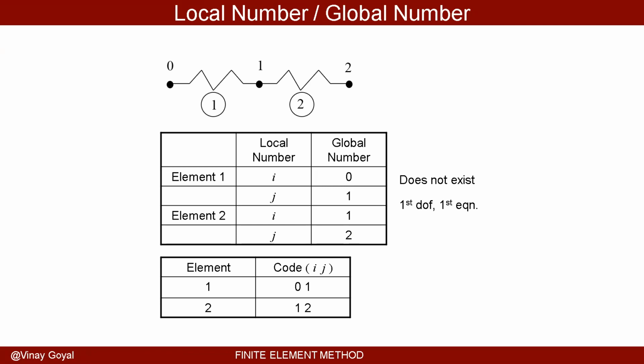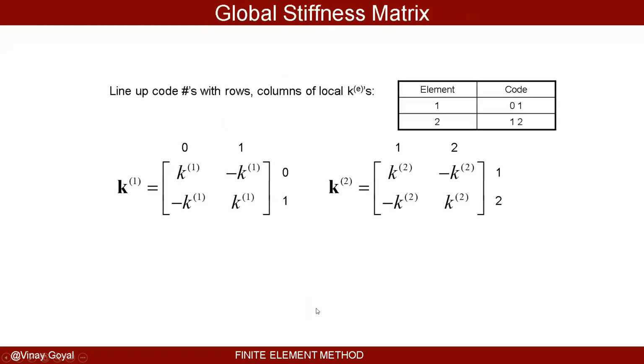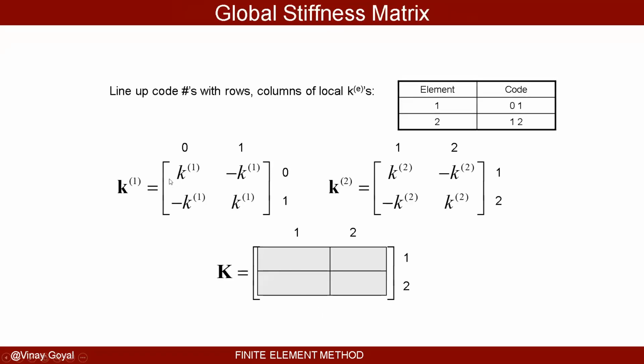So I'm relating local node number to global node number. That's what I'm doing. All I've done is transfer these numbers here in the first row and these numbers in the second row. So now I will line up the code numbers with the rows and columns of each local stiffness matrix. I have 0, 1, 0, 1 for element 1. You can see that there. For element 2, I'll write 1 and 2 here, 1 and 2 here.